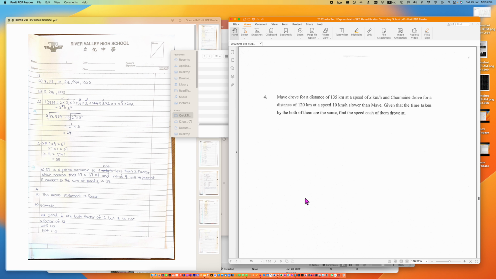Section B part, number 4. Here, right? Yes. Okay, good. So this question is about distance, speed, time. Okay?